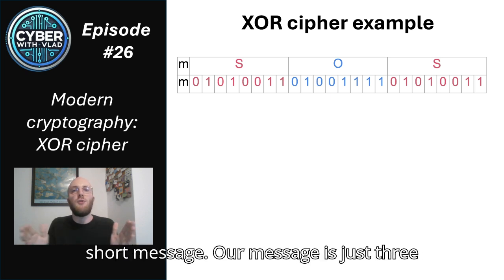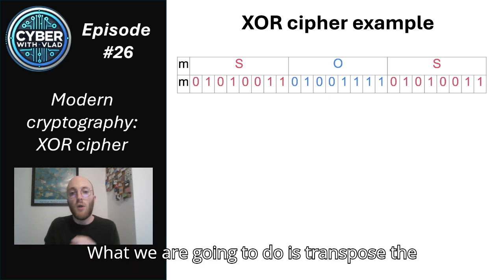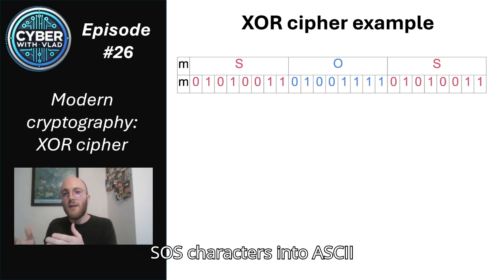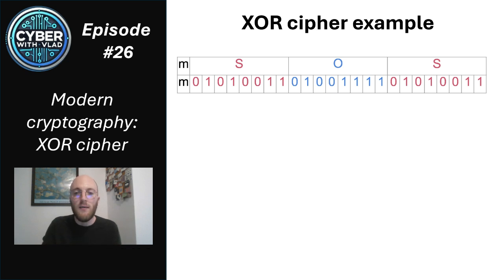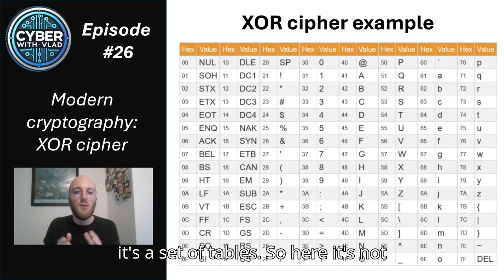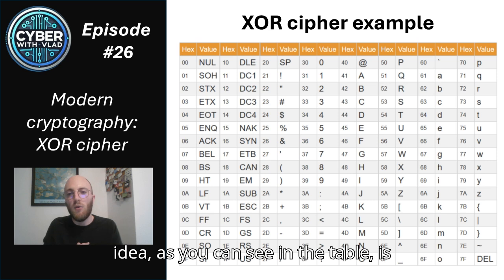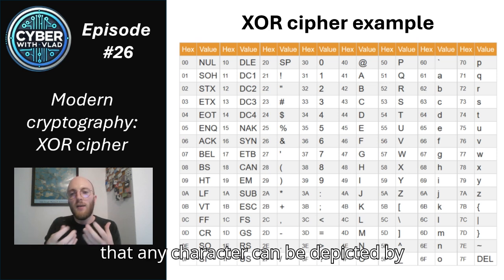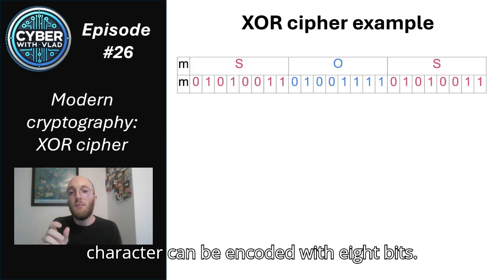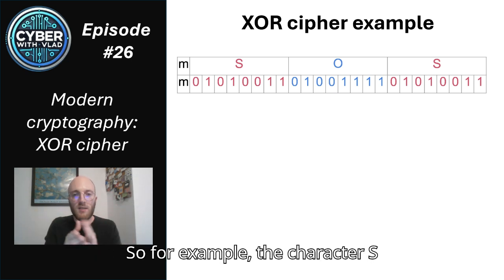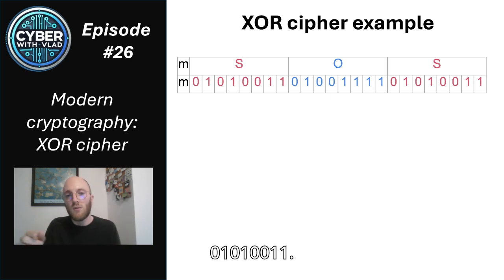Let's say we have a short message, just 3 characters. We want to send an SOS. What we are going to do is transpose the SOS characters into ASCII zeros and ones. ASCII is a table. Here I'm showing it in hexadecimal values, but the idea, as you can see in the table, is that any character can be depicted by hexadecimal values. When we transform that back into bits, one character can be encoded with 8 bits. For example, the character S is encoded by 01010011.